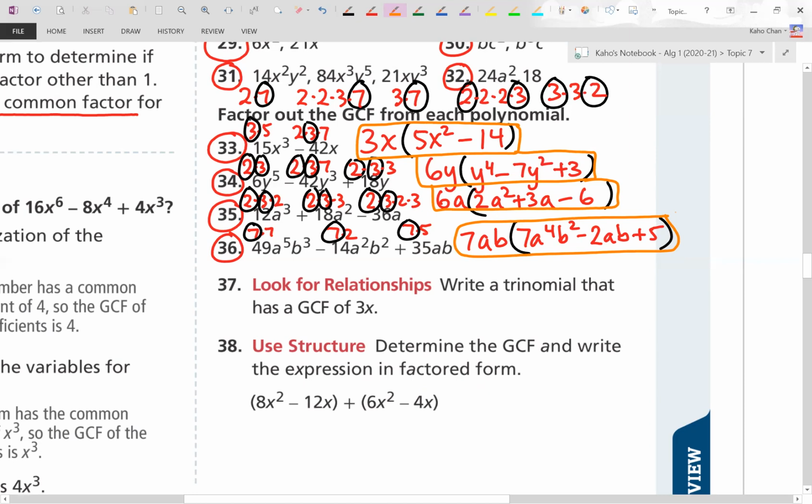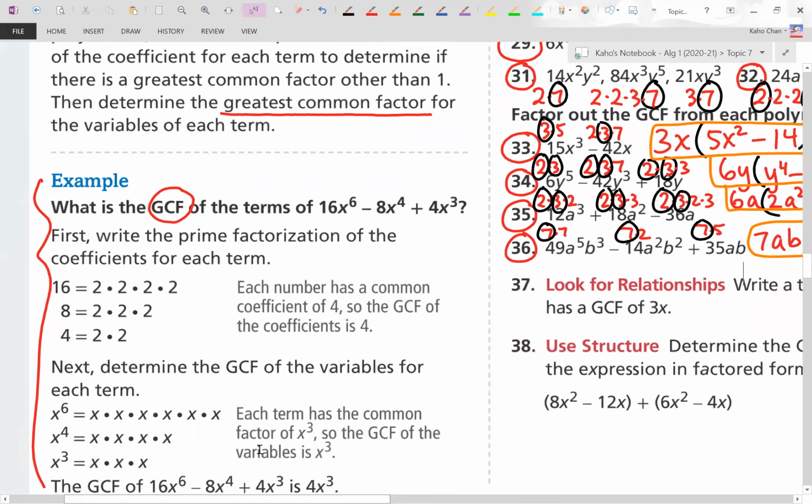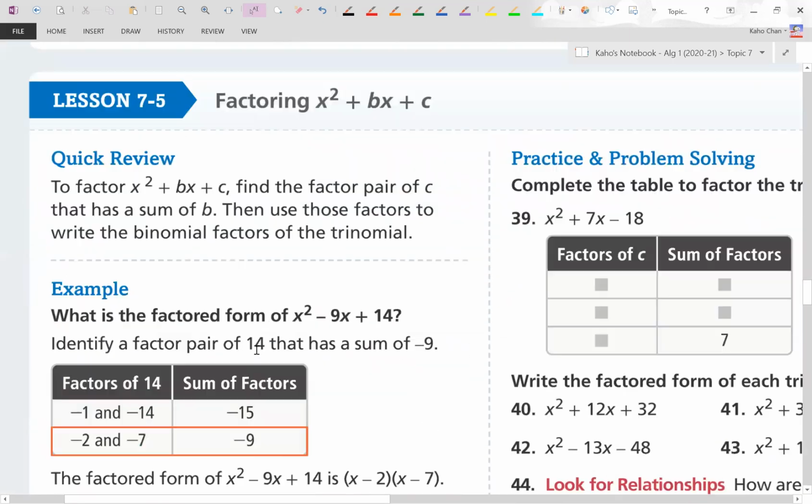I am skipping 37, 38. Any questions on 7-4, our first section? All right, let's jump to some actual factoring of quadratics, also known as trinomials. Let's jump to 7.5.